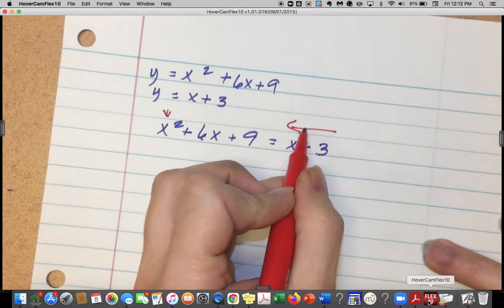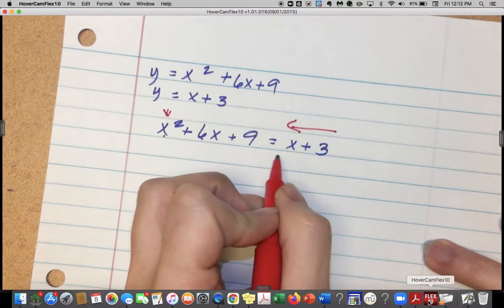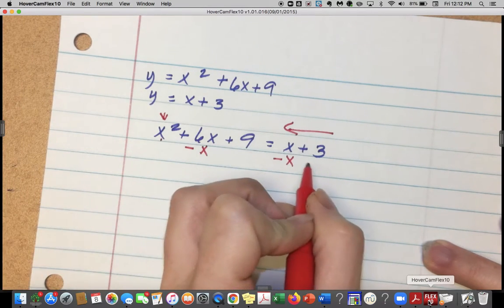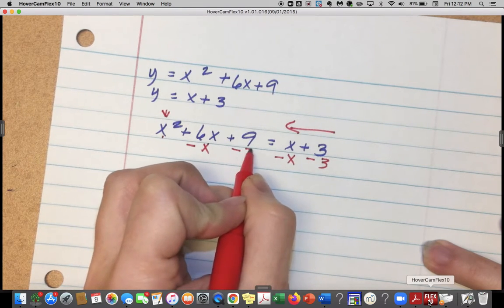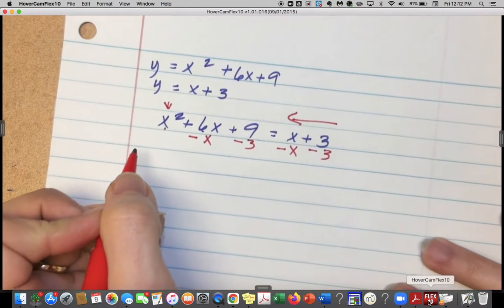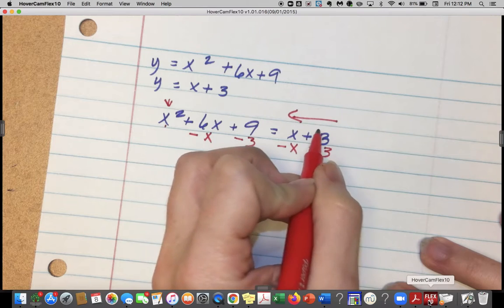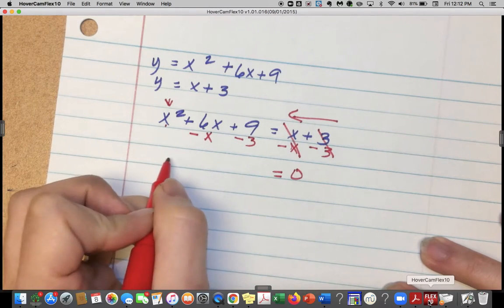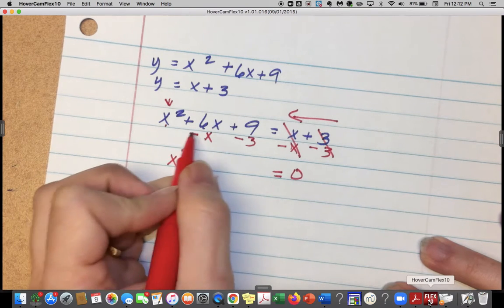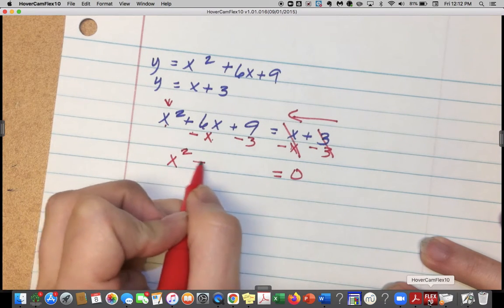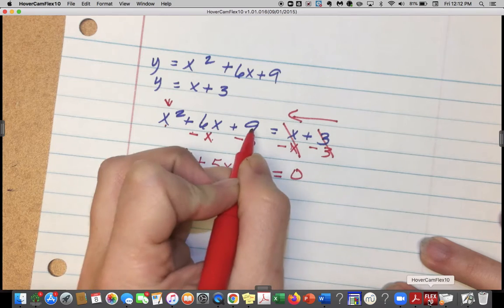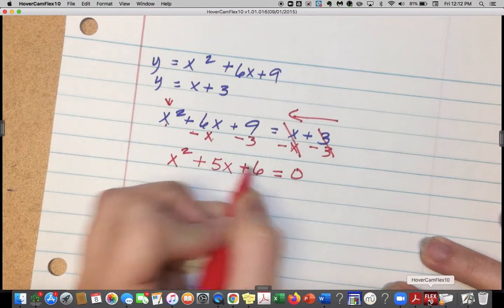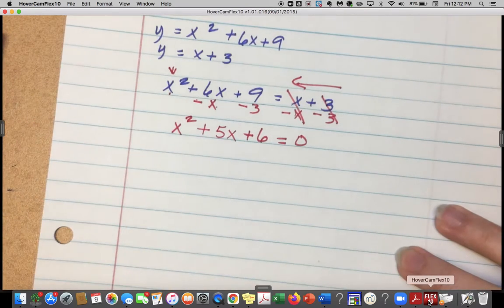So since these need to come over here because this is positive, I'm going to subtract x on both sides, and I'm also going to subtract 3. I'm just purposely lining it up with the term that it corresponds with. So these go out. I know I'm going to get a 0. That's going to give me x squared, and 6 minus 1 is 5. And then 9 minus 3 is 6. Okay, so far so good.